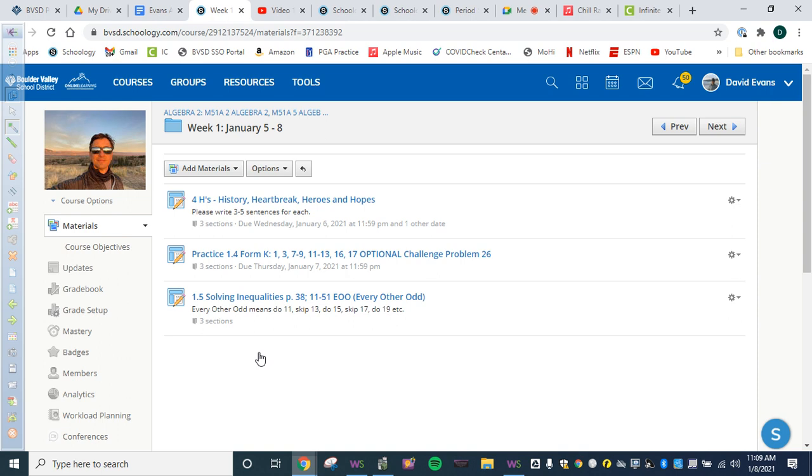It's just helpful. So what does every other odd mean? Every other odd means you do 11, skip 13. I wrote it in the little description below. Do 15, skip 17, do 19, etc.